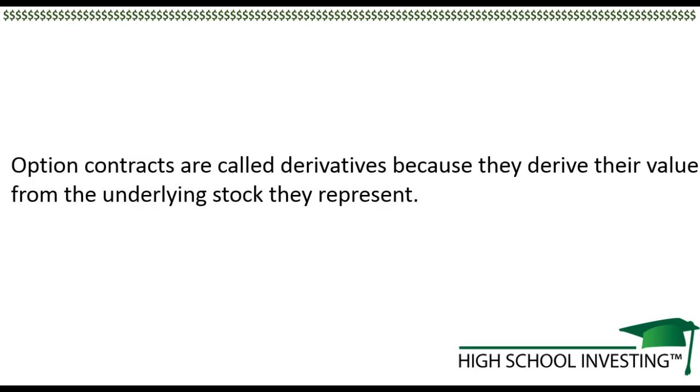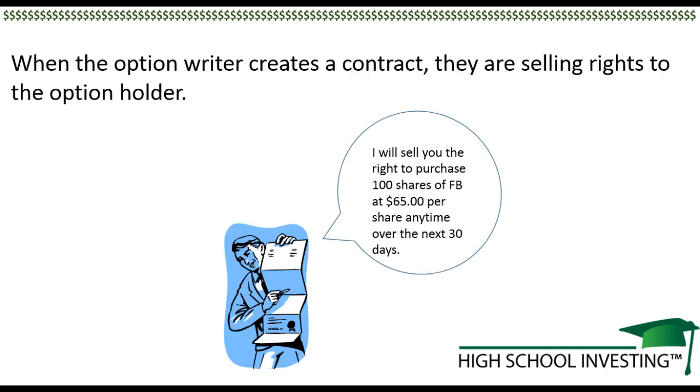Option contracts are called derivatives because they derive their value from the underlying stock they represent. So basically, when we trade an option contract, one option contract represents 100 shares in a company. Now, you don't own the stock, you own the right to either buy or sell the stock at the predetermined price in the contract. This predetermined price is called the strike price. When the option writer creates a contract, they are selling rights to the option holder.